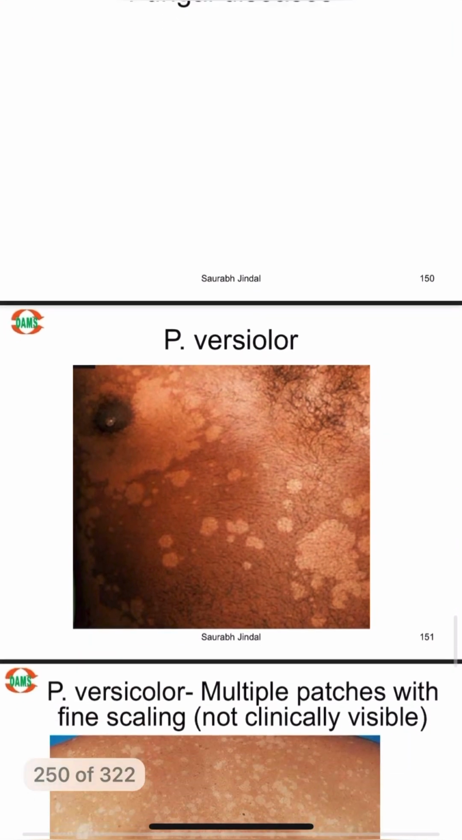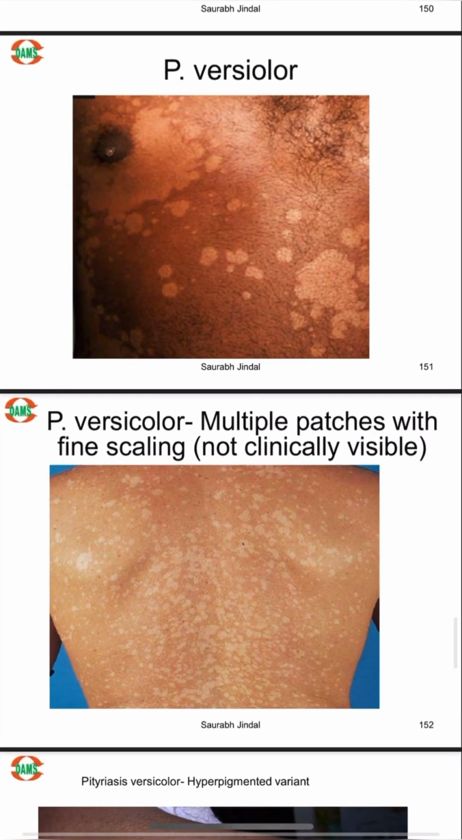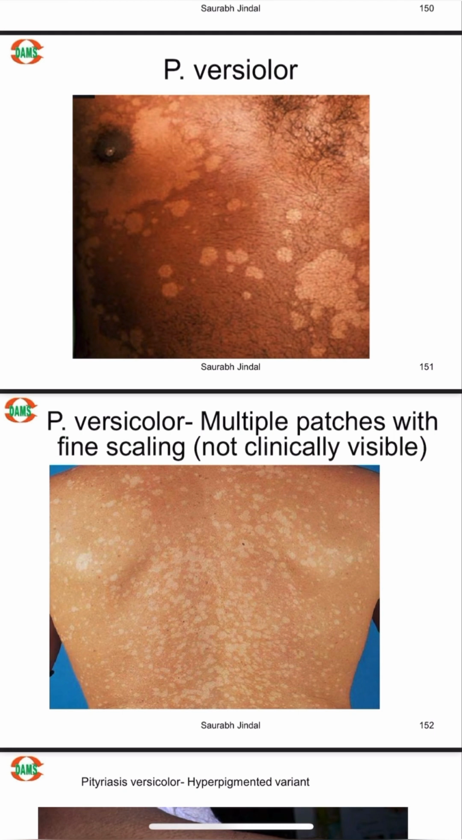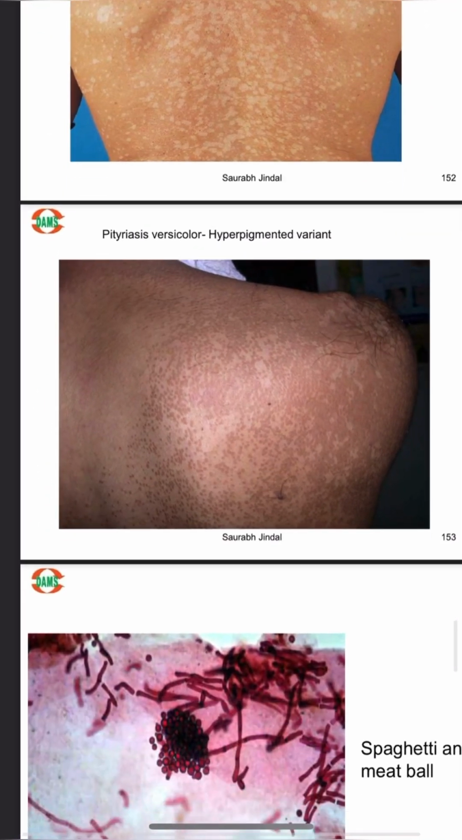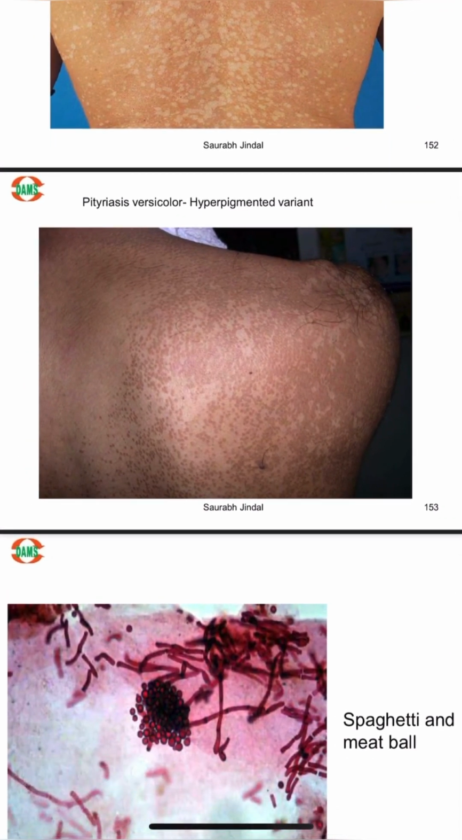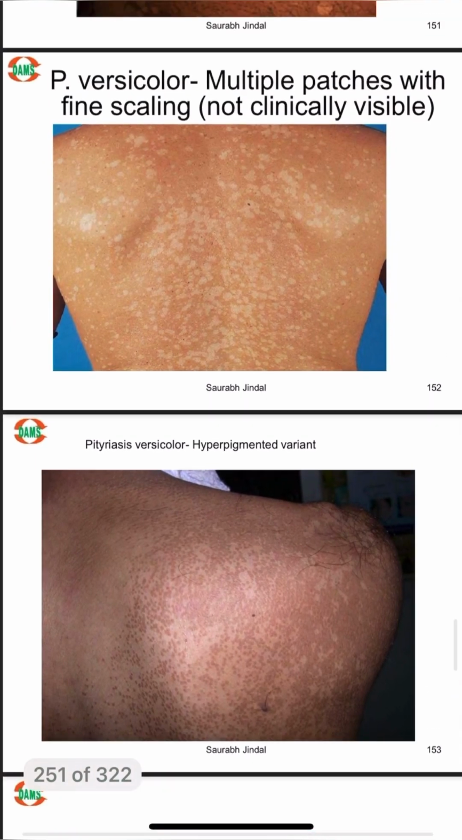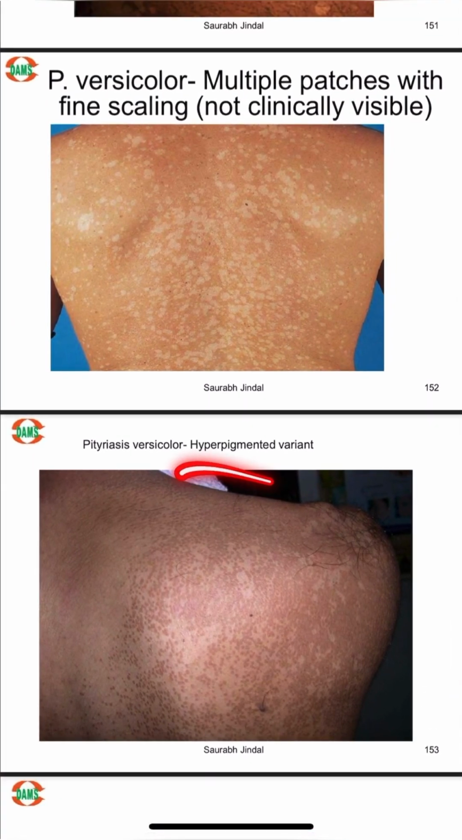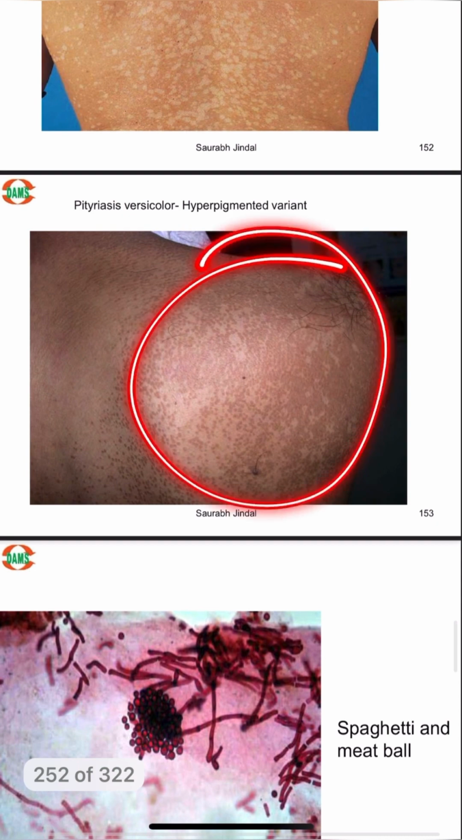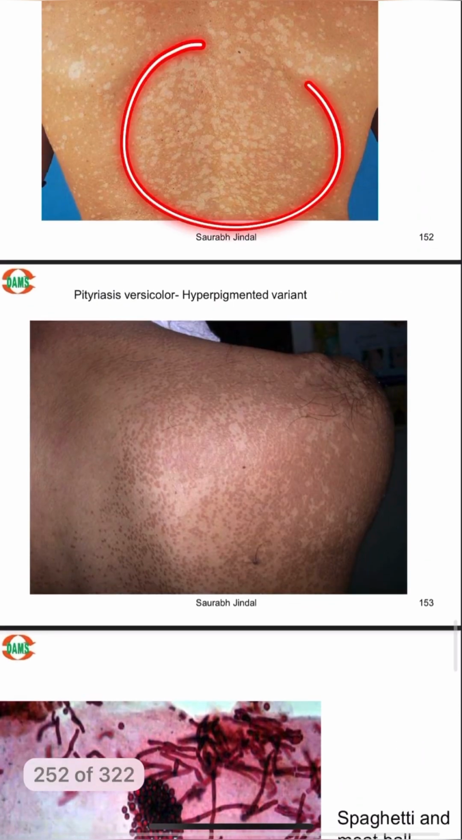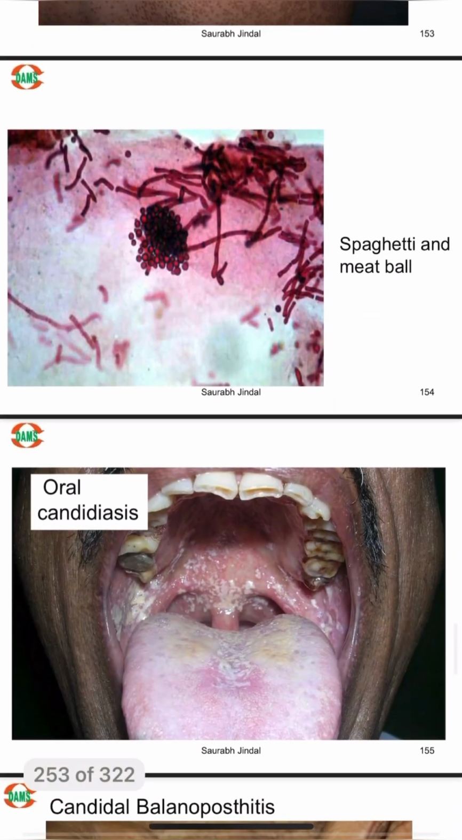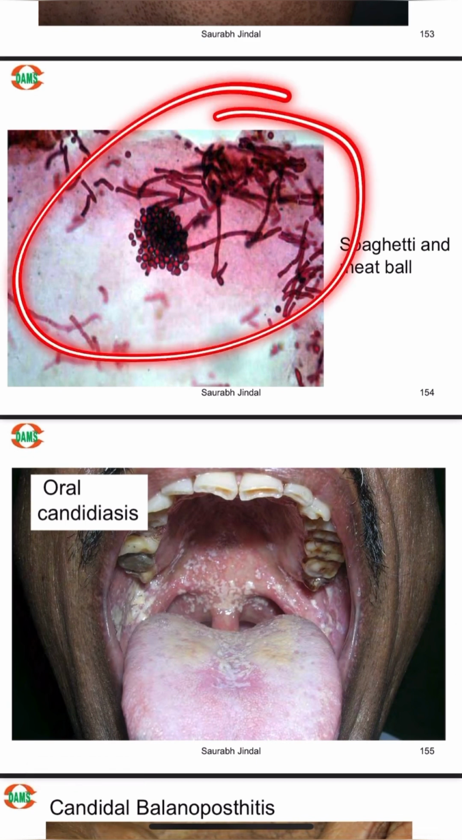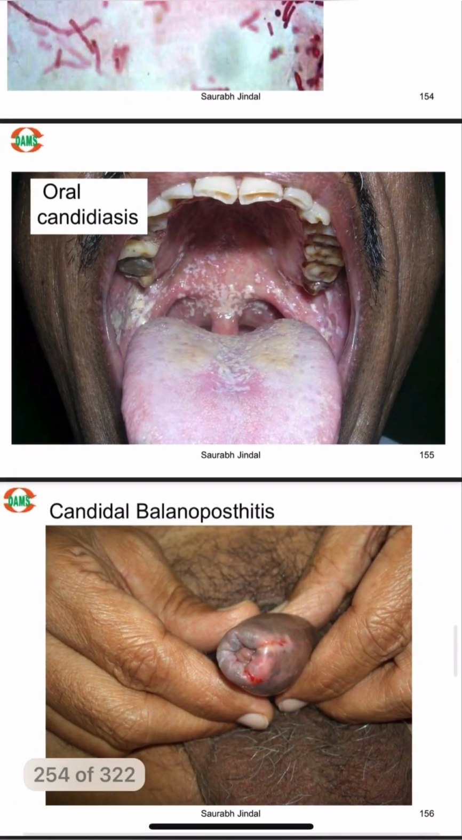Now let us see some fungal infection images. This is of Pityriasis versicolor. Here multiple patches with fine scaling is seen. In Pityriasis versicolor, both hypo and hyperpigmented are seen. This is hyperpigmented variant and this is hypopigmented variant. Spaghetti and meatball appearance seen on staining.